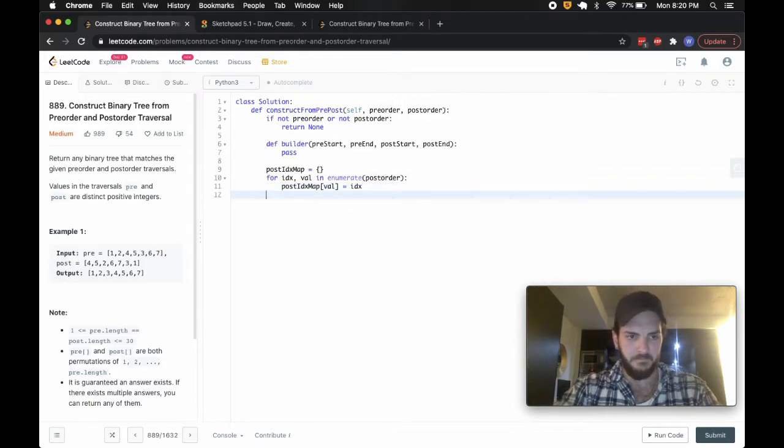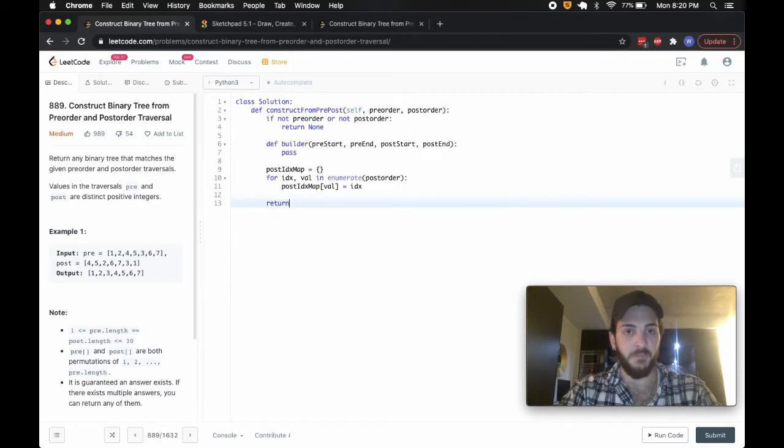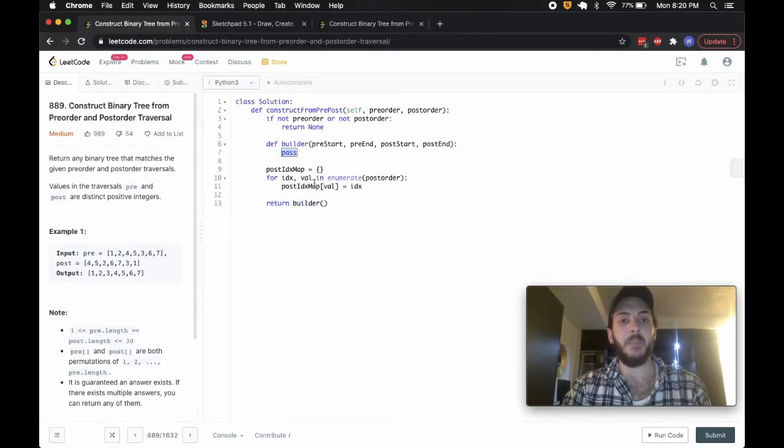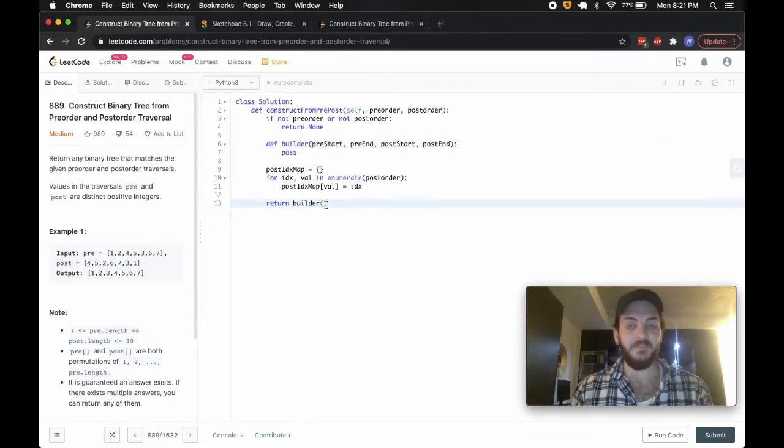And finally, we're going to want to return. We're just going to make a call to builder. So all we're going to do is call this function once. We'll do all recursion in here, and this is where the meat of all of this is going to be. Sorry, I'm getting tired. And we're just going to return the tree as it is.